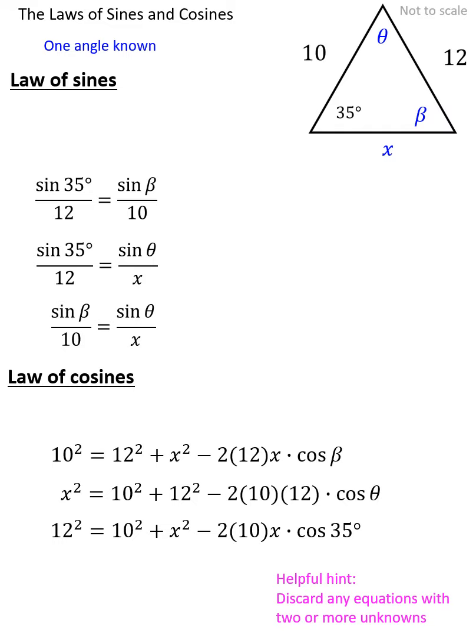Here's a helpful hint though. After you've written out all 6, don't use any formulas that have 2 or more unknowns in it. Notice the formulas here. You may see them in pink. Notice the formulas that have 2 unknowns in them.